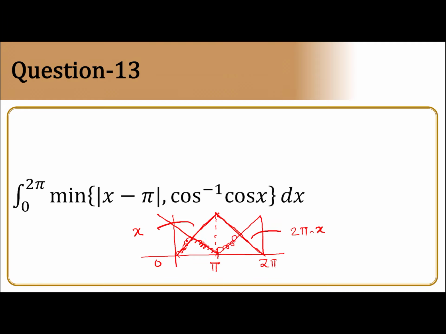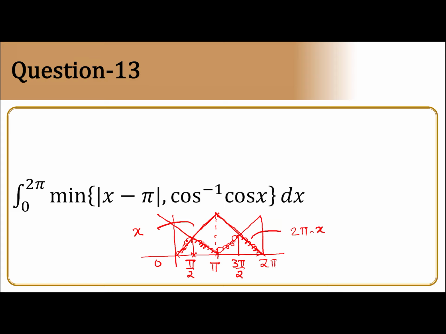This is the minimum part. This is the minima. This is the integral they are asking. So this value is pi by 2. This value is 3 pi by 2. You can use the area concept also rather than this, because this is pi by 2, which means this point's height is also pi by 2.